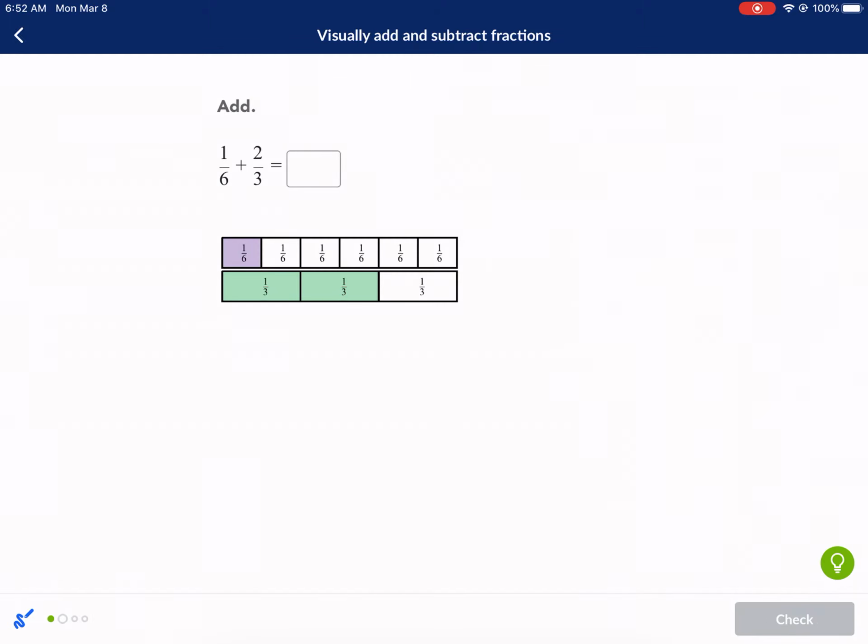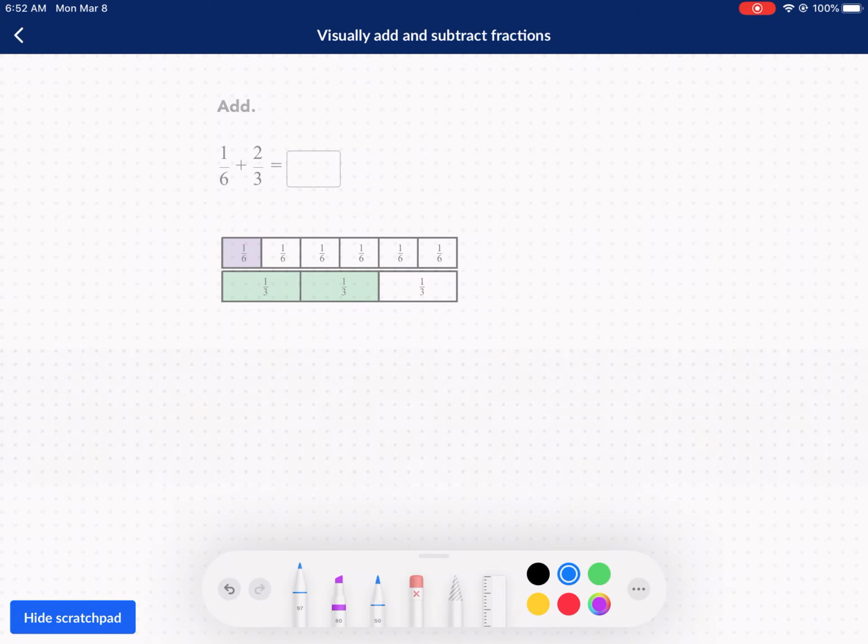Here we have 1/6 plus 2/3. This one's going to be a little bit easier because, as you can tell, they have similar makeups here. Notice how 1/3 is exactly the same as 2/6. The reason for that is because 3 is a multiple of 6. 6 is the least common multiple between 6 and 3. 3 is a factor of 6, and 6 is a factor of 6.